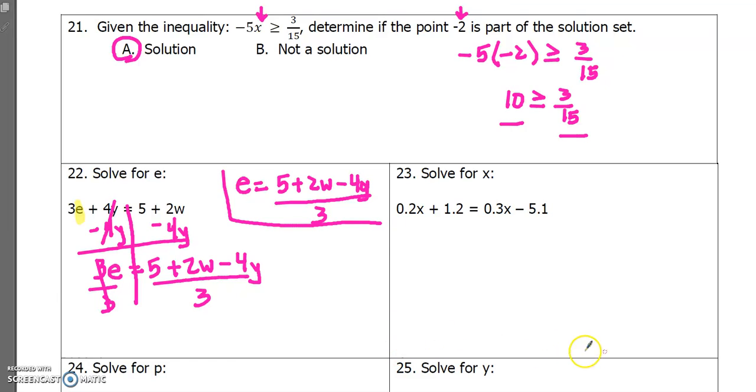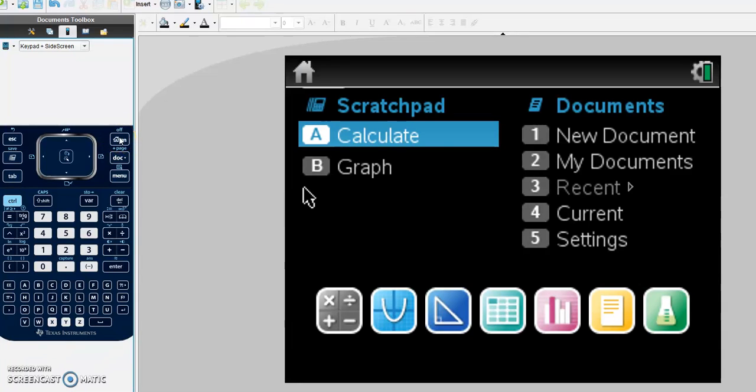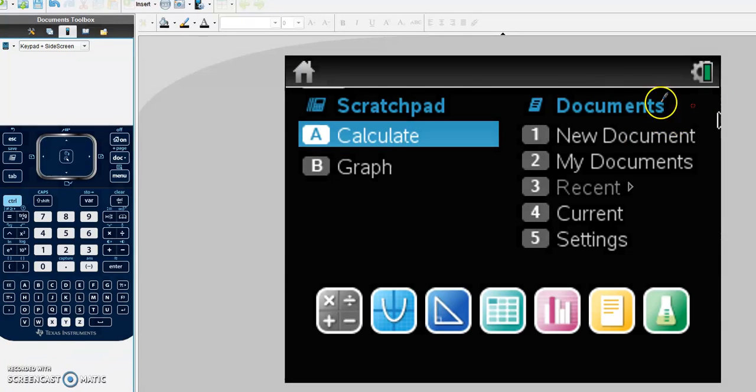Okay, number 23, it says solve for x. If you'll notice, x is the only variable we have in here, so we can do this on the calculator under nSolve. So I'm going to flip to the calculator, and then we'll finish that problem there. Okay, so number 23, let me see if I can write the problem on here. Hang on. Here we go. Number 23, I'm going to write it right here.